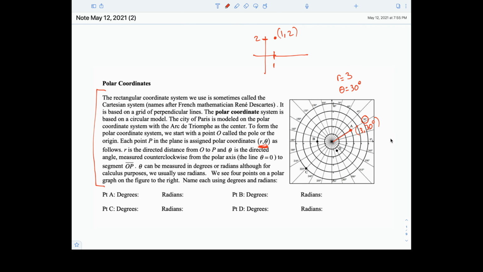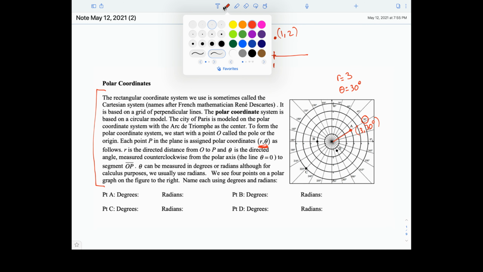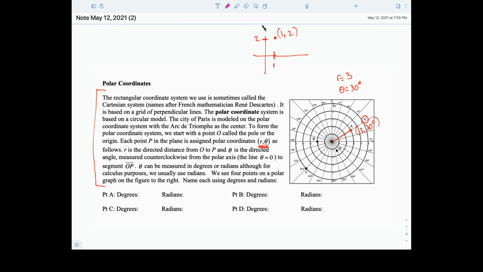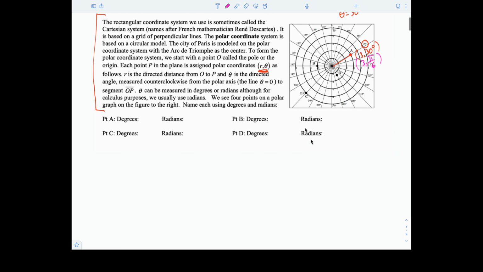Now, we don't have to just write it in terms of degrees. In fact, according to these notes, or maybe some other notes I just read, these points are commonly written in radians. So this is actually (3, pi over 6). So earlier this year, you figured out how to convert degrees into radians.